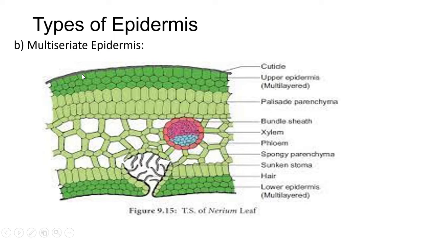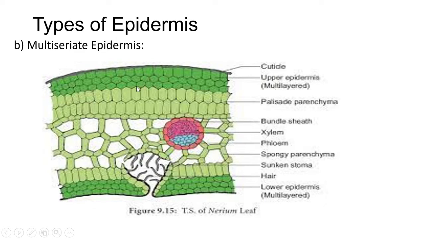Multi-layer epidermis occurs in leaves of many plants like Nerium, Begonia, Ficus, Rhizophora, etc. In this plant, epidermis is made up of 3 to 5 layers of cells. In our diagram, there are 3 layers. In some plants, for example Peperomia, the upper multiple epidermis consists of 14 to 15 layers. This multiple epidermis varies in thickness from 2 to 16 layers of cells.